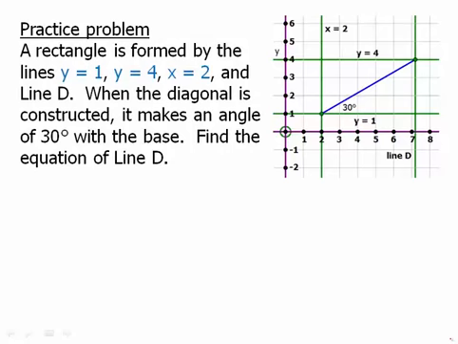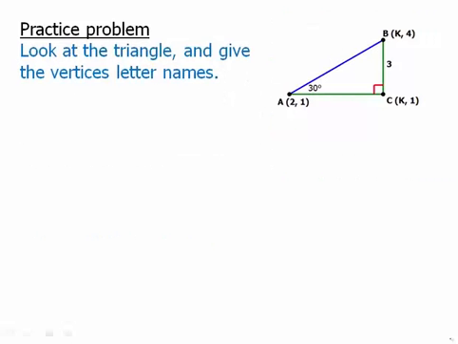All right, well, first of all, it's obvious that D is a vertical line. Like all vertical lines, it has to have an equation of the form x equals k. So let's think about this. We're going to look at the triangle and give the vertices letter names. So the point at (2, 1), we're going to call that A. The point at (k, 4), we're going to call B. And the point at (k, 1), we're going to call C.